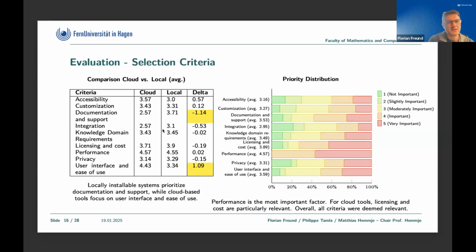On the left, you can see a table where we compared cloud-based tools versus local tools, and wanted to see where the differences are. Locally installed systems prioritize documentation and support, while cloud-based tools focus on user interface and ease of use.